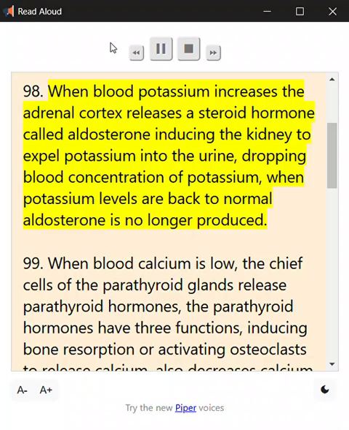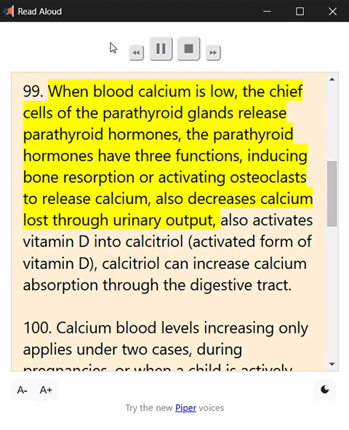98. When blood potassium increases, the adrenal cortex releases a steroid hormone called aldosterone, inducing the kidney to expel potassium into the urine, dropping blood concentration of potassium. When potassium levels are back to normal, aldosterone is no longer produced. 99. When blood calcium is low, the chief cells of the parathyroid glands release parathyroid hormone. The parathyroid hormone has 3 functions: inducing bone resorption, or activating osteoclasts to release calcium, and also decreasing calcium lost through urinary output.